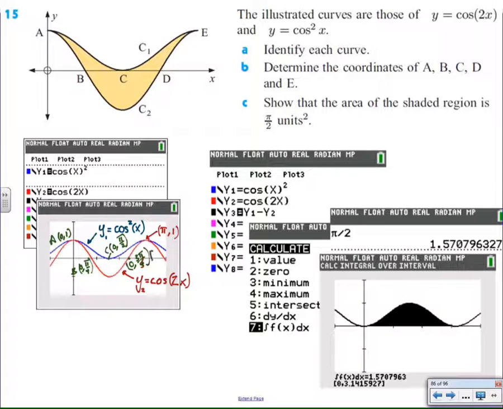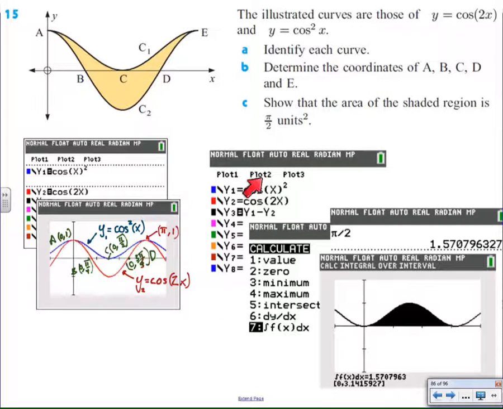Okay, and then how I got 3 pi over 4, basically I know that if they go from 0 to pi, this is half pi, this is a quarter pi, so we're going to go 1/4 pi, 2/4 pi, 3/4 pi. So that's how I know that's 3 pi over 4. And then finally 4/4 pi, or just 1 whole pi. Anyway, that's all for parts A and B, and then it says show that the area of the shaded region is pi over 2 square units.